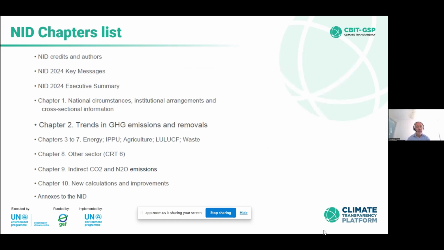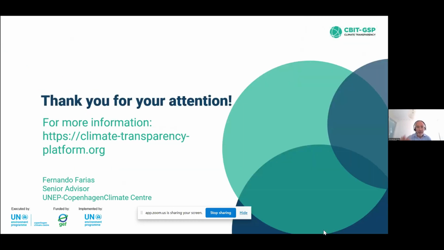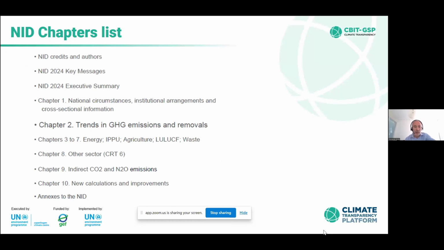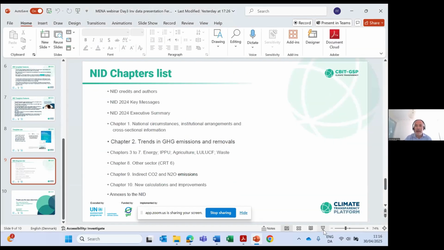I wanted just to give a quick visit to the document and present you first the list of chapters that are included in the template. We are proposing to have 10 chapters plus annexes covering all the sectors of the GHG inventory, plus the other elements that are needed according to the MPGs. Before closing, I wanted to give you a glimpse of the template.